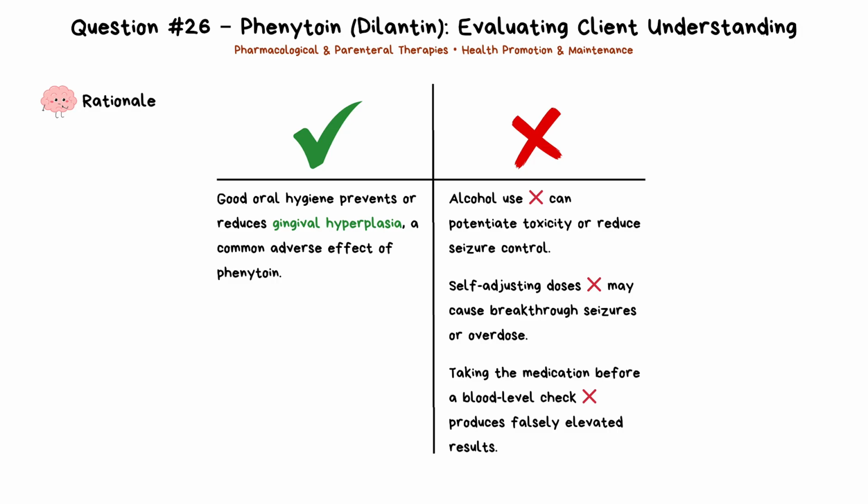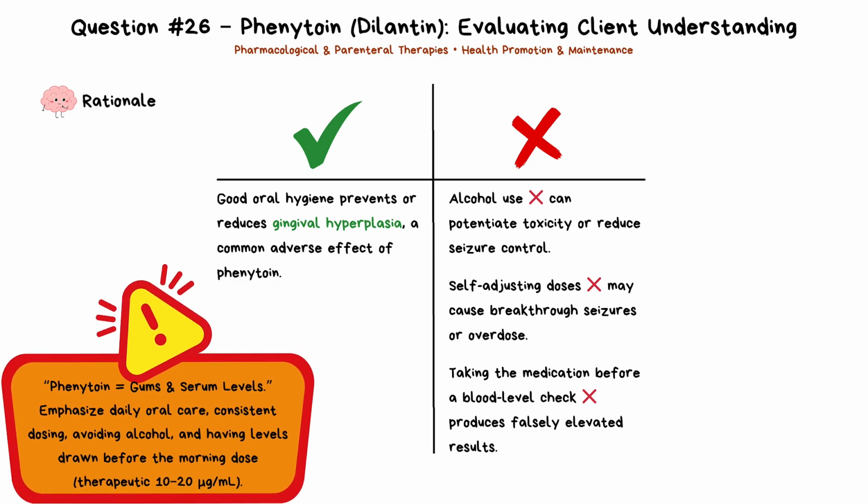Alcohol use can interfere with seizure control and cause toxicity. Adjusting the dose independently risks overdose or breakthrough seizures. Taking the morning dose before a blood level draw produces a false elevation and defeats accurate monitoring.